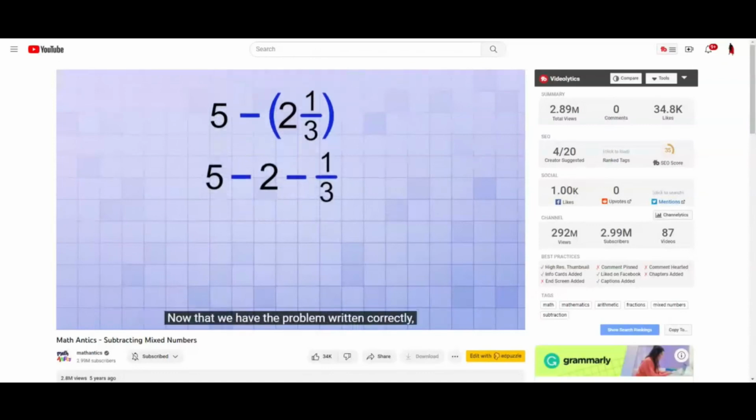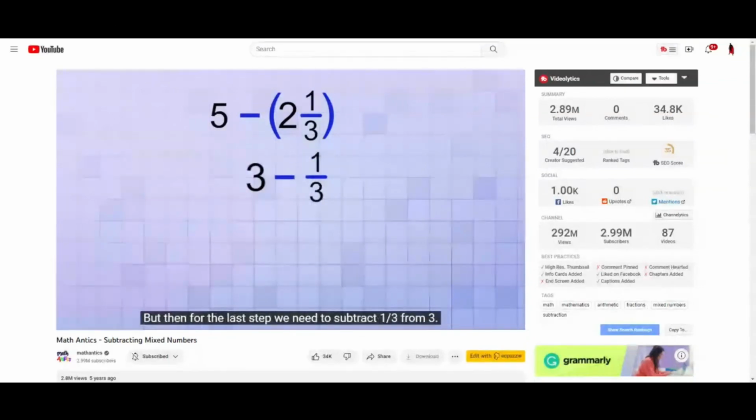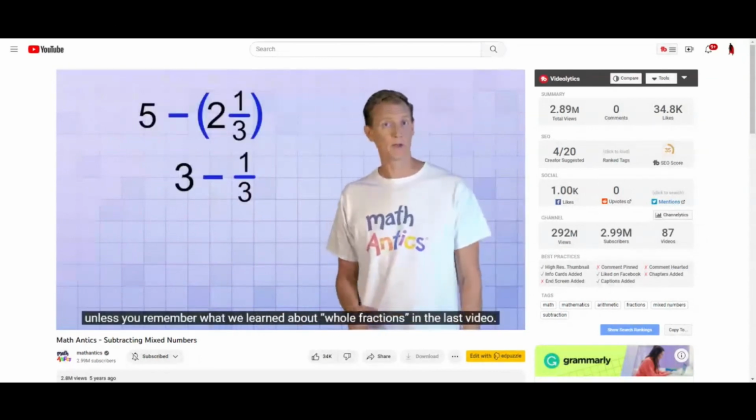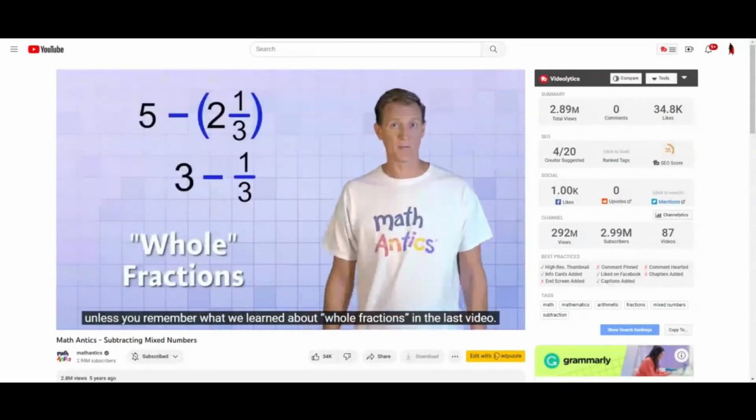Now that we have the problem written correctly, we'll get the right answer if we do these math operations. Going from left to right, we have 5 minus 2, which is 3. But then for the last step, we need to subtract 1/3 from 3. That might seem hard to do unless you remember what we learned about whole fractions in the last video.